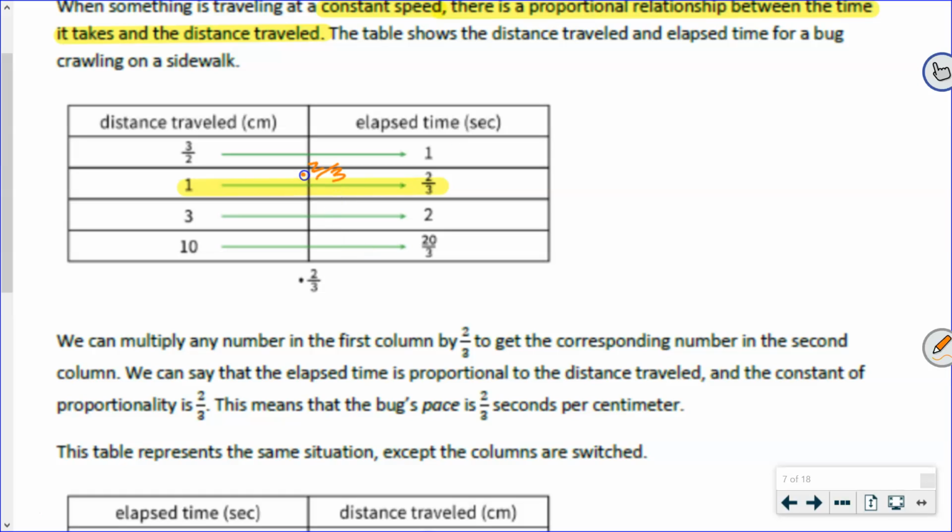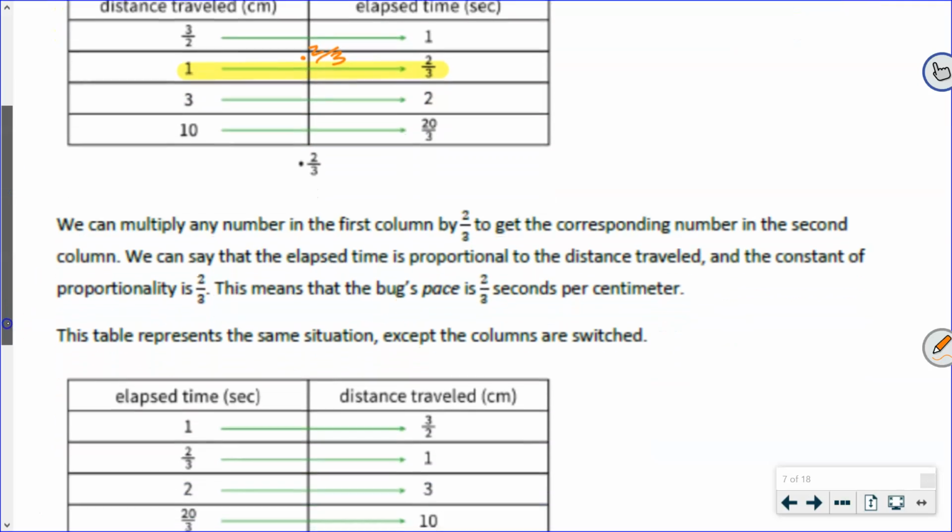That 1 is really helpful because that 1 is the unit rate. We can multiply any number in the first column by 2/3 to get the corresponding number in the second column. So we can say that the elapsed time is proportional to the distance traveled, and the constant of proportionality is 2/3 because I'm multiplying by 2/3 as I go forward. That also tells us that the bug's pace is 2/3 of a second per centimeter. That there is the unit rate.